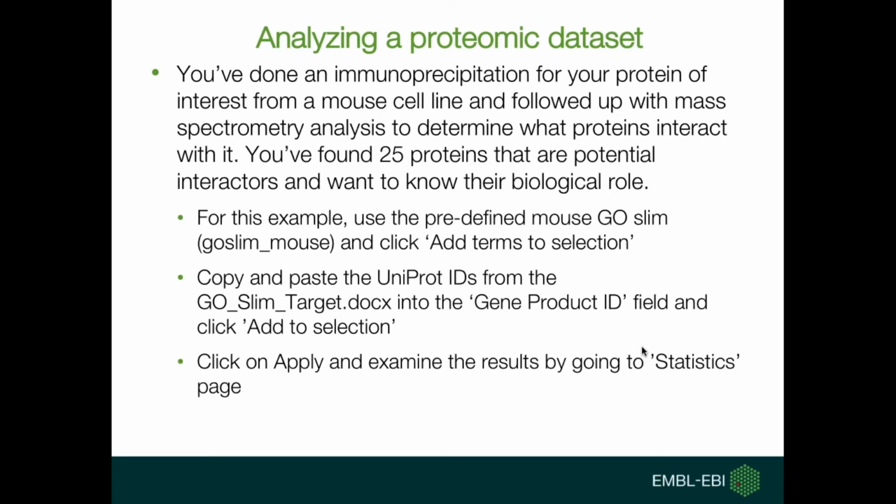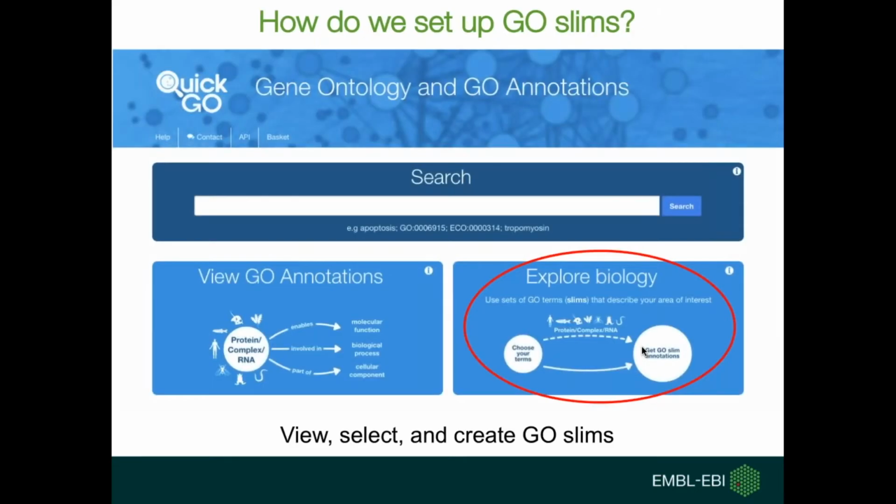For this example, we're going to use the predefined mouse GoSlim, so GoSlim_mouse. When we've highlighted that, I want you to click on Add Terms to Selection. We're going to copy and paste the UniProt IDs into the gene product ID field, and then hit Add to Selection. Then we're going to apply, and go take a look at our results. So how do we set them up? Go back to the QuickGO homepage, and click on Explore Biology. This is where we can view, select, and create our GoSlims.